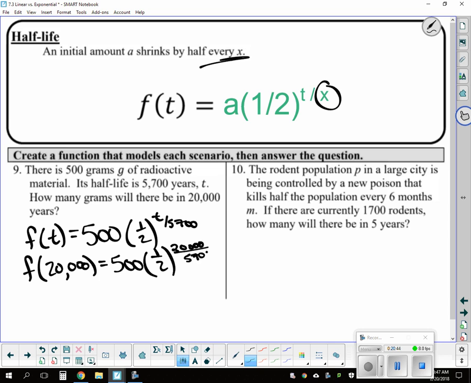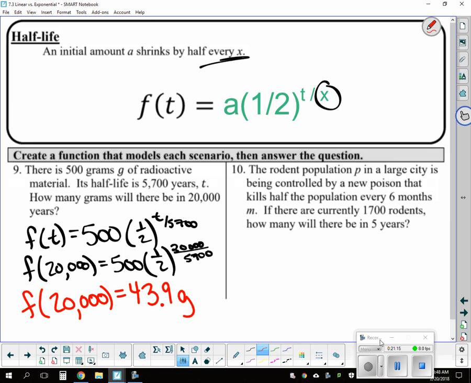So again, what this part is finding is how many half-lives we're talking about. But you can put the whole thing in your calculator, 500 times 0.5 to the, make sure you get that whole fraction, the 20,000 over 5,700, all of that in your exponent. And our answer is, there would be 44, or let's round it to the nearest 10, 43.9 grams of that radioactive material left 20,000 years from now.